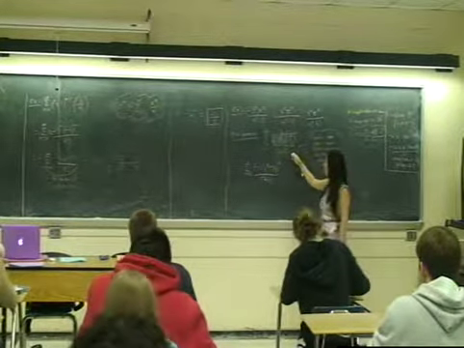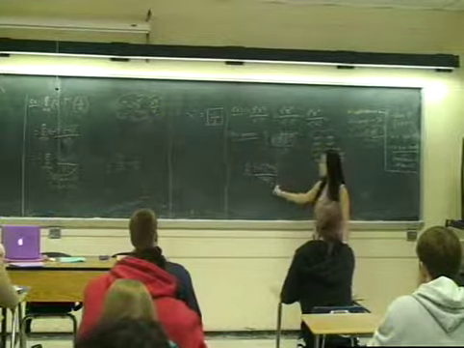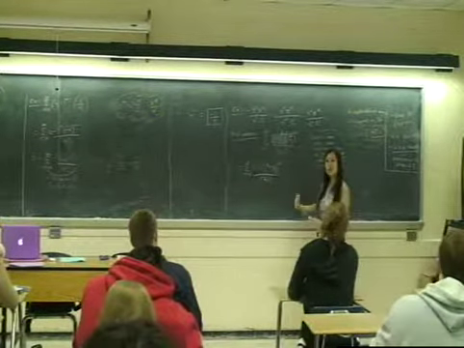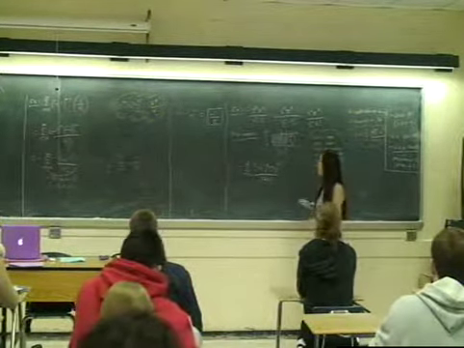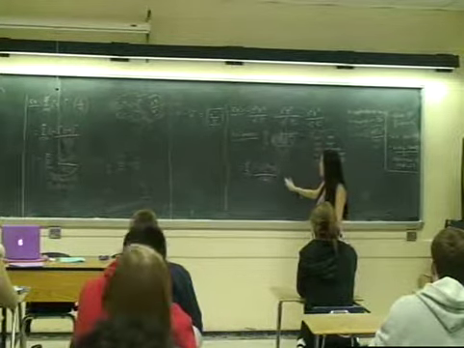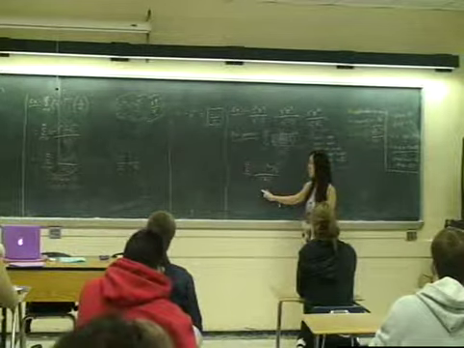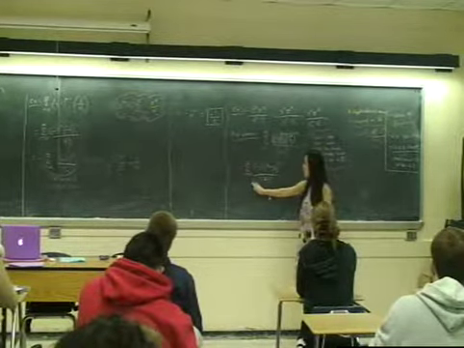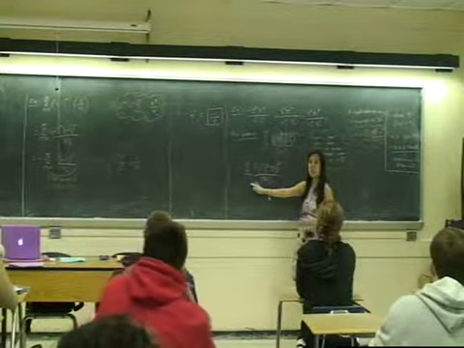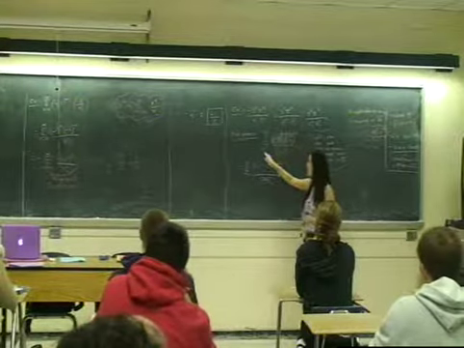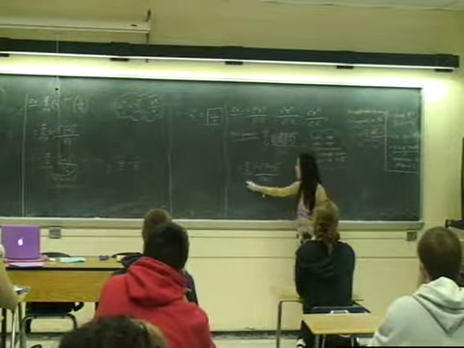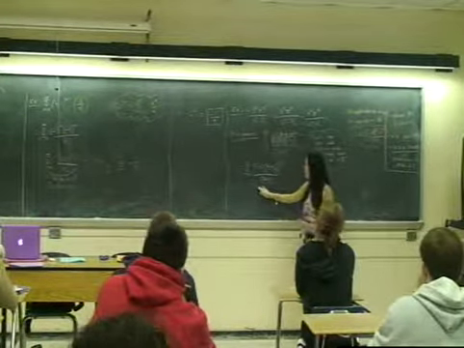Here my index starts at 1. Here my index starts at 0, so I cannot say that these are equal, because they're not. The only difference between these two series is that this one contains an extra term, namely when n equals 0, because here my sum starts at n equals 0, and here it just starts with n equals 1.